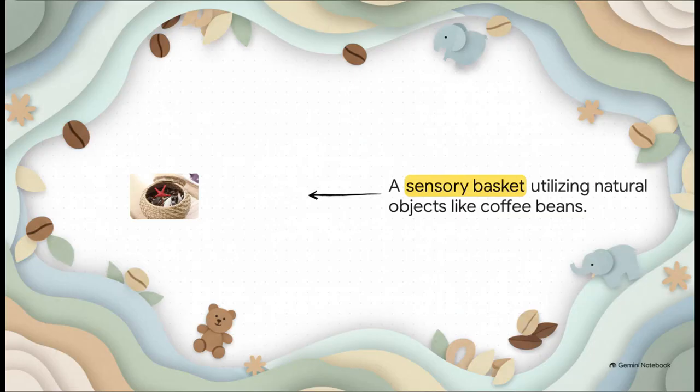Another amazing physical adaptation is the use of sensory materials. Think about a sensory basket utilizing natural objects, like coffee beans and small toy animals. By bringing in these natural, tactile objects, teachers create soothing, aesthetically pleasing spaces. This kind of setup invites the child to safely explore using their sense of touch without being visually or auditorily overwhelmed. It's calming, it's highly engaging, and it really helps focus their attention.